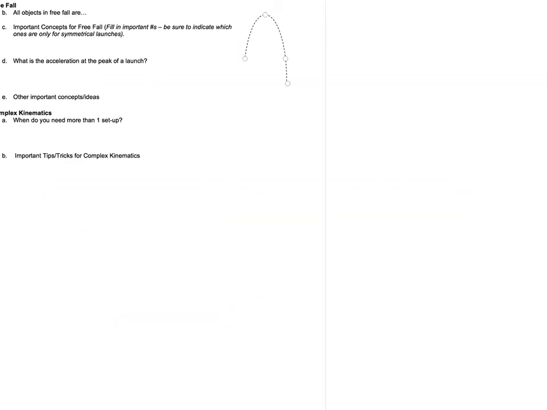Okay, moving on to our next part, which is free fall. The most important thing we know about free fall is that all objects in free fall are accelerating down at 9.8 meters per second squared. That's the most important thing we know. We do have some other concepts that are important here, so I'm going to start filling them in. So the first is that our velocity at the peak is 0, in addition to that acceleration being that 9.8 meters per second squared down.